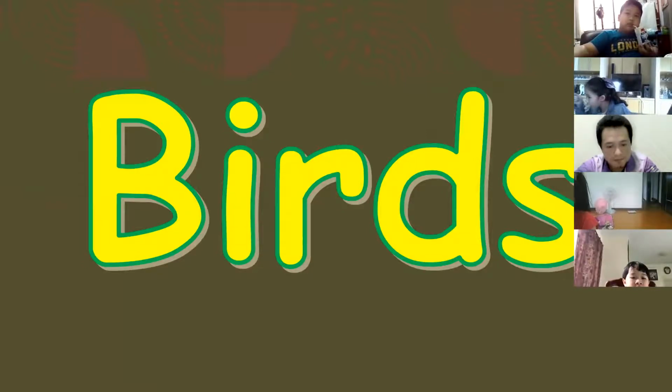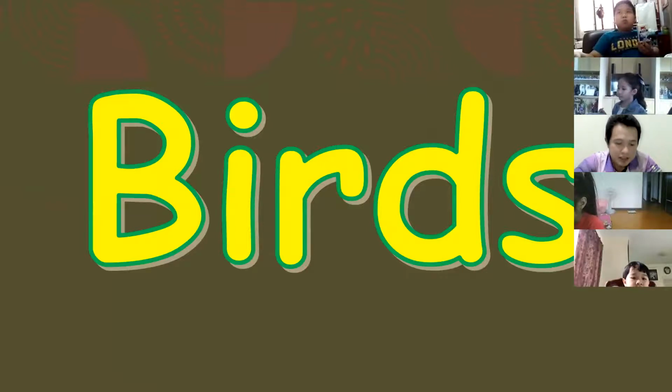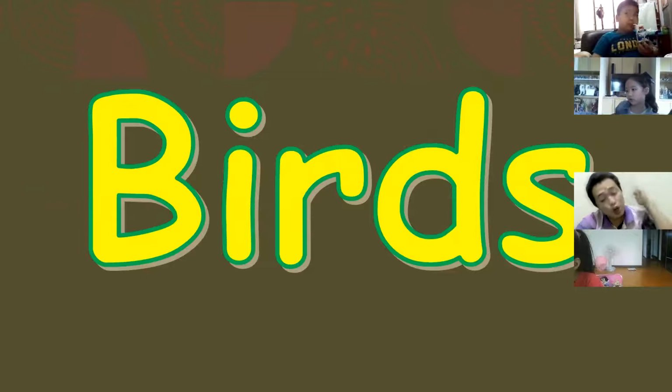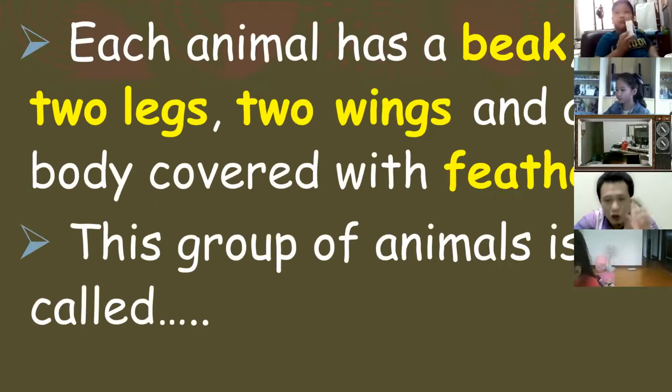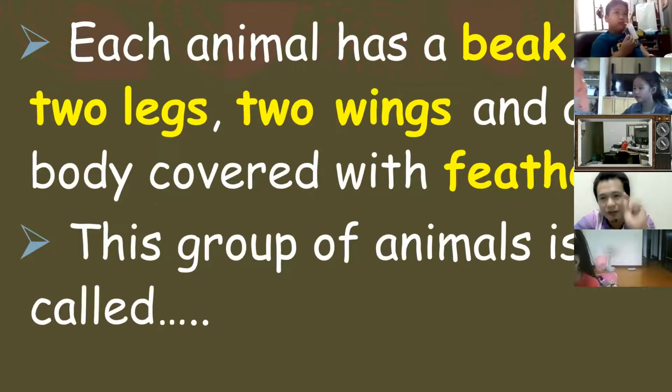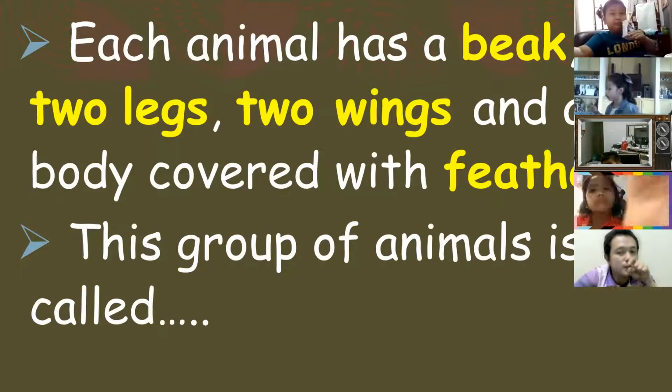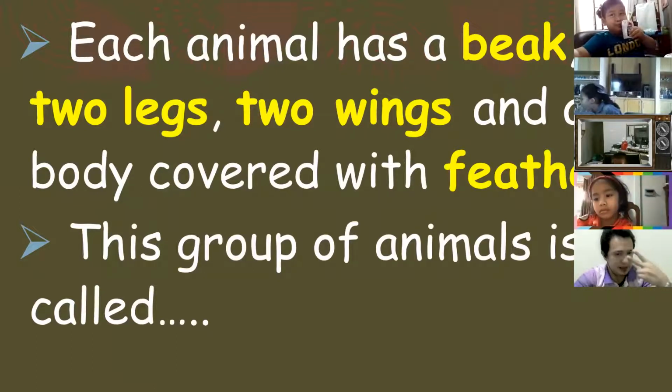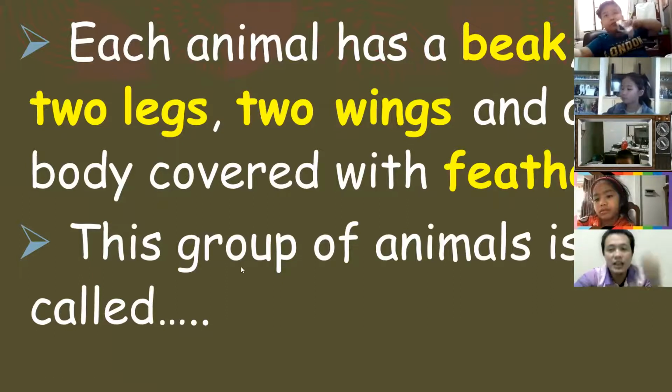So these animals are called birds. Yes, these animals are called birds. Do not say only "birds." According here, listen carefully, it has a beak. If you say it has a beak, that means only one beak. It has two legs, two wings, and is covered with feathers. These animals are called birds.